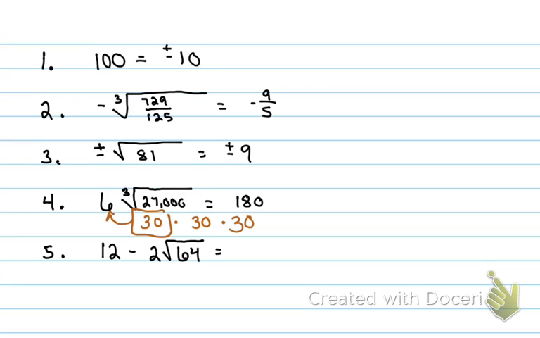We just want to avoid the error of not following order of operations. What do I need to do first here to solve? Take the square root of 64. You need to show me this step. On your test tomorrow, I'm going to say, show me all of your steps. Show me your work. Now what do I do? You multiply. You might be tempted to do 12 minus 2 and get 10, but it's 12 minus 16, which is negative 4.